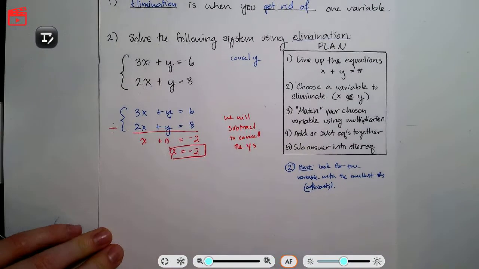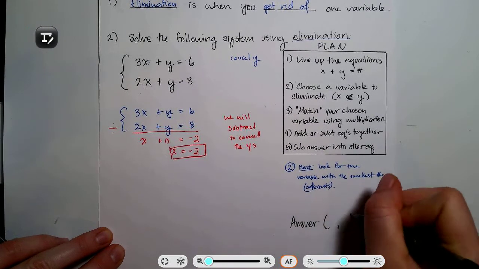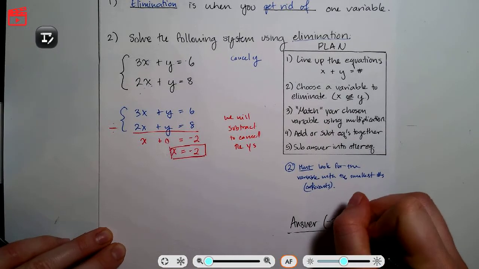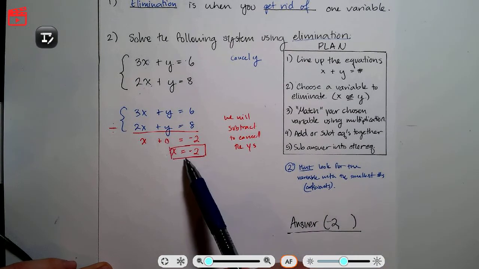Remember, we're not done yet, though. This is a system. We're trying to figure out where these two lines intersect. So for my answer, remember, I want a coordinate pair. And I have just found the x value of my coordinate pair. So I need to go back and find the y value. How do I do that? Well, I know what x is.